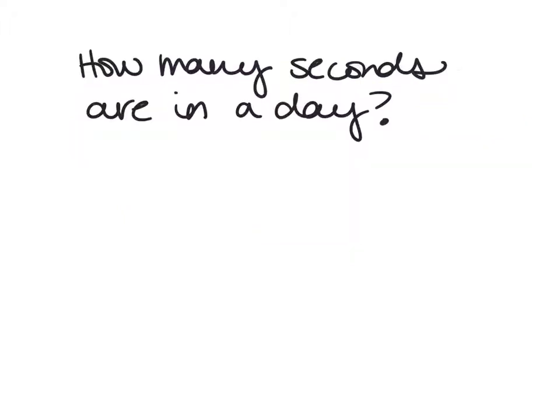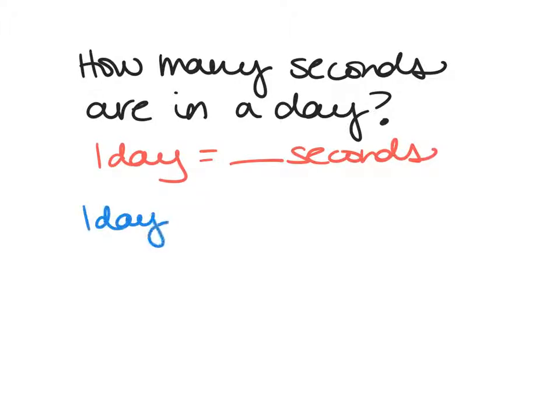Okay, so let's try a more difficult one. So it says, how many seconds are in a day? Okay, so we're going to say that 1 day equals blank seconds. All right, so I've got 1 day. That's what's given, and I'm going to put it over 1. Now, I don't know directly how many seconds are in a day, but I know that there are 60 seconds in a minute, there's 60 minutes in an hour, and there's 24 hours in a day. So I'm going to start by saying that 1 day has 24 hours, okay?